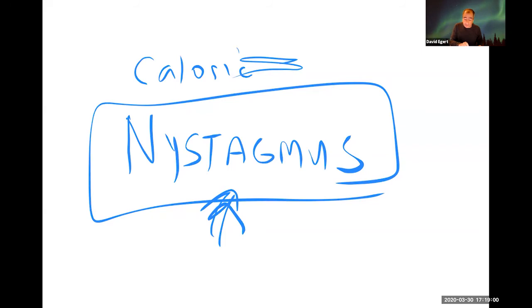So nystagmus is something you can do at home. It's fun. Have somebody spin around and around and around, and then have them stop and look straight at you and watch their eyes. It's really kind of fun and hilarious to watch their eyes spinning back and forth.